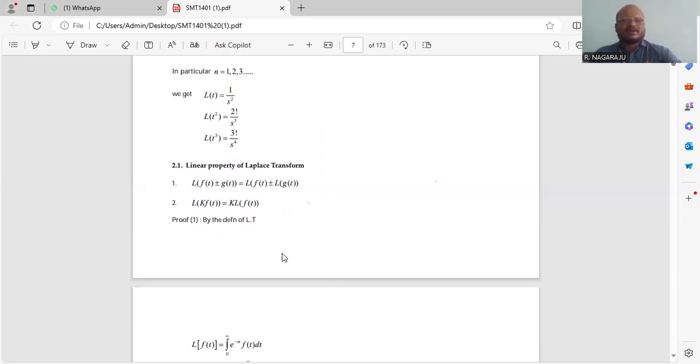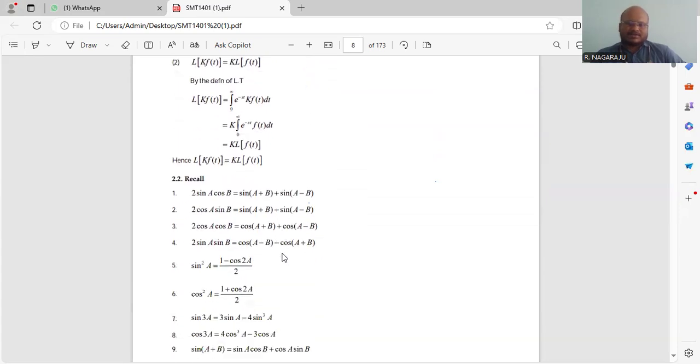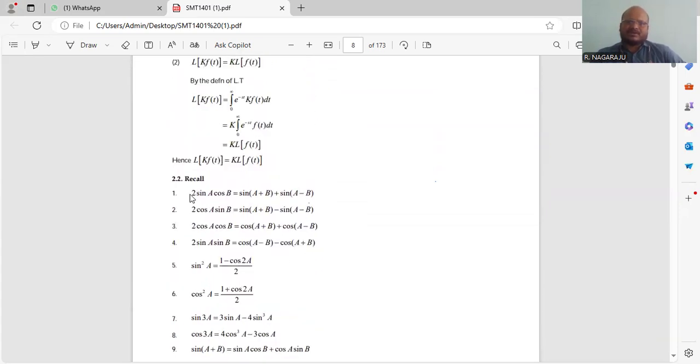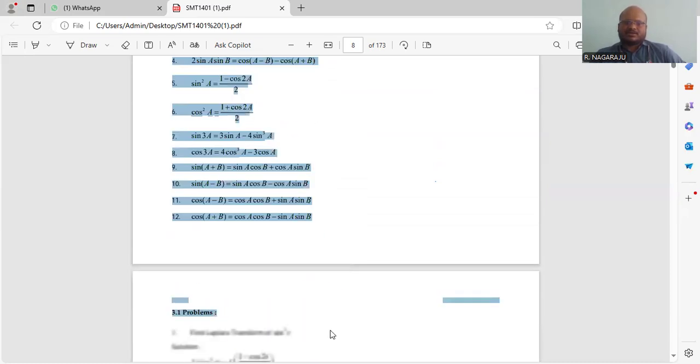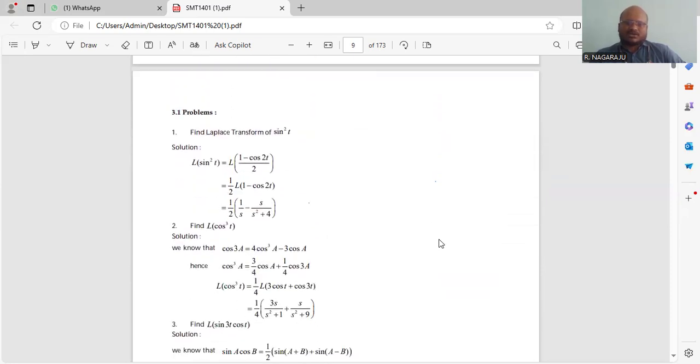Using this linear property, we can do different types of problems. And the next one: these are the trigonometry formulas we are using here for the Laplace transformation. These are the lower level formulas. So these are the problems.